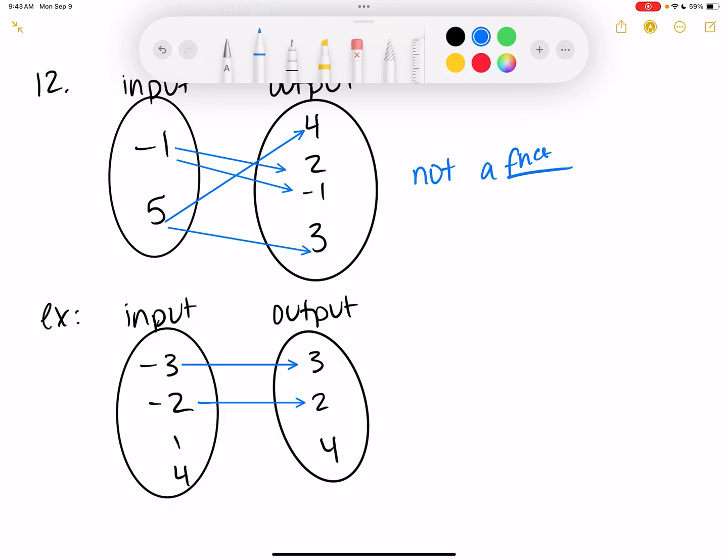Oh, that's incorrect. That's not a function. It is a function. Wait, hold up, because they're coming from different inputs. For each input, there's exactly one output. Yep, they just have the same output. Yes, outputs can be repeated, inputs cannot. So as long as there's only one line coming off of each input, we're good. So this is a function.